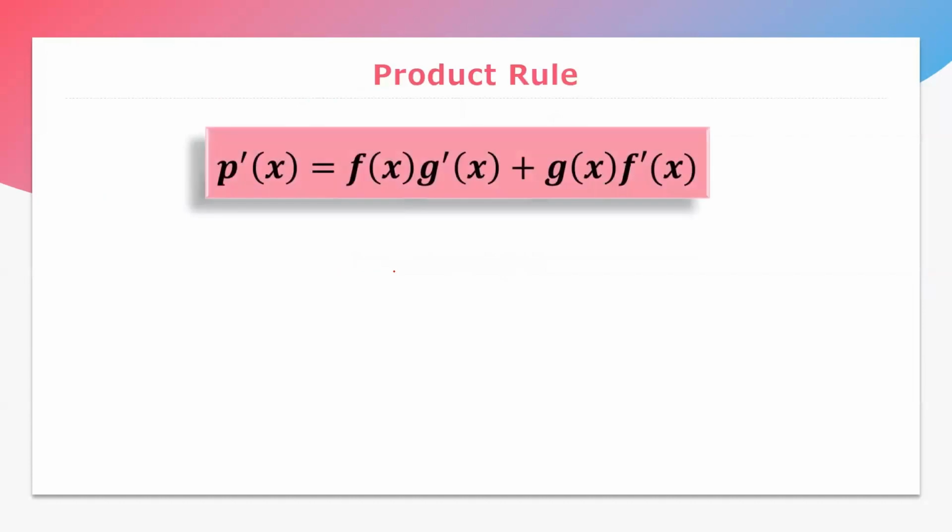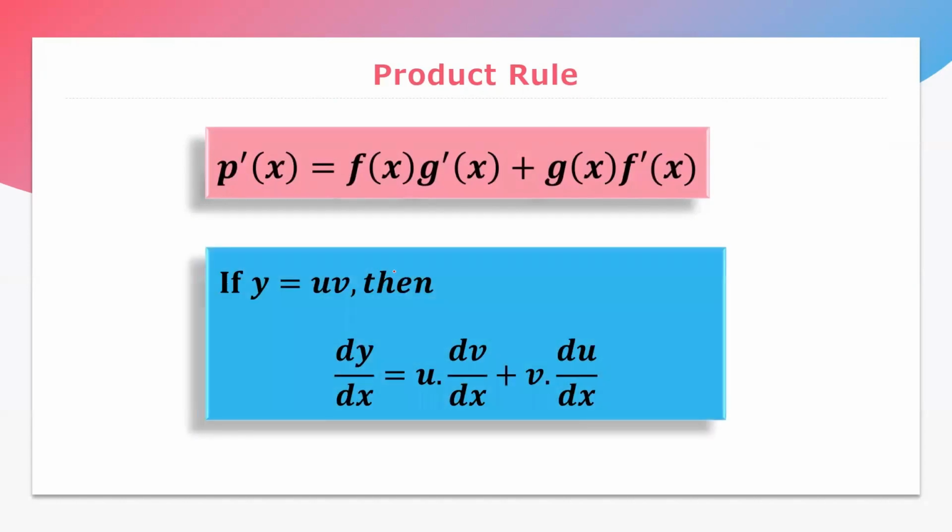So p dash of x is equal to f of x into g dash of x plus g of x into f dash of x. Or if y is equal to uv, then dy by dx is equal to u into dv by dx plus v into du by dx. When we differentiate y with respect to x, we will get dy by dx is equal to u into dv by dx plus v into du by dx.